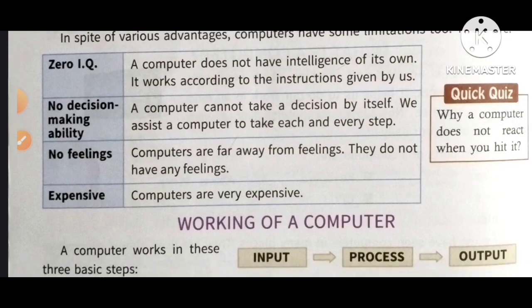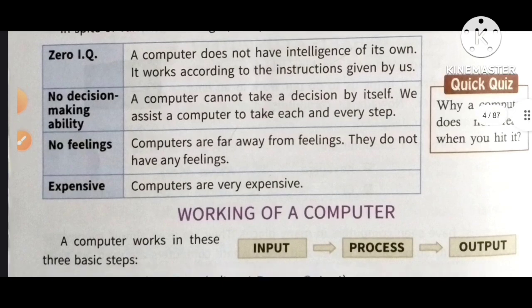Next one is no feelings, because humans can weep, humans can cry, humans can laugh loudly, but a computer cannot laugh. Can you think a computer can laugh? Can a computer weep? No, no. Can a computer cry? No. So a computer cannot cry, cannot laugh. So no feelings. Computers have no feelings. Computers are far away from feelings. They do not have any feelings.